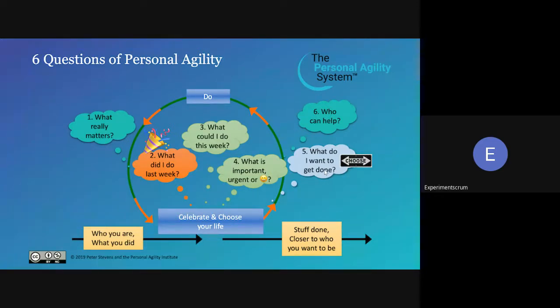So then the second question: what did I do last week? And then see whether it is aligned with what really matters to you. If it is not aligned with what matters to you, then you have to start removing those tasks from your life, because those are not aligned with what matters in life, right? So you need to start removing those things.